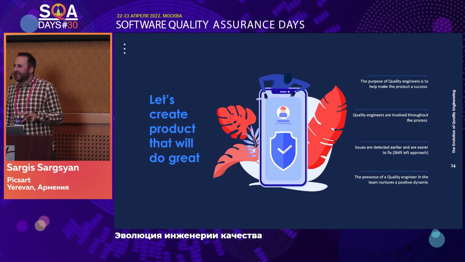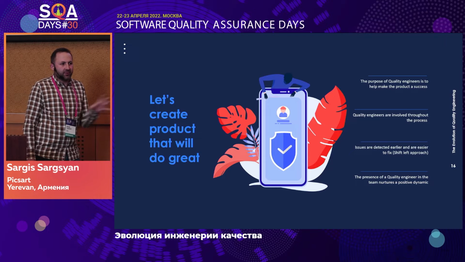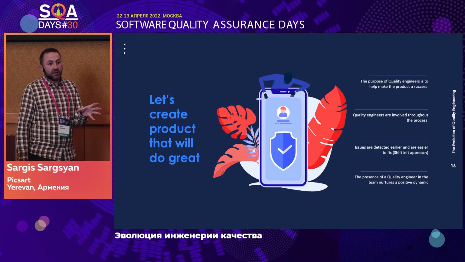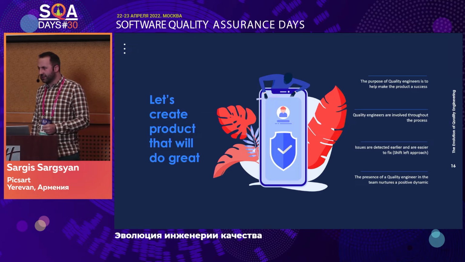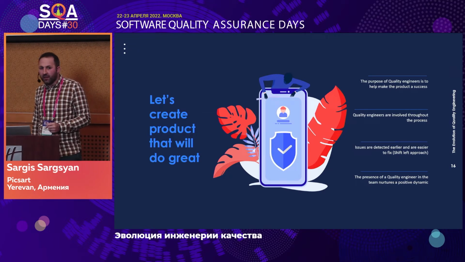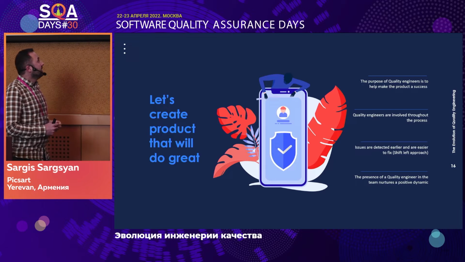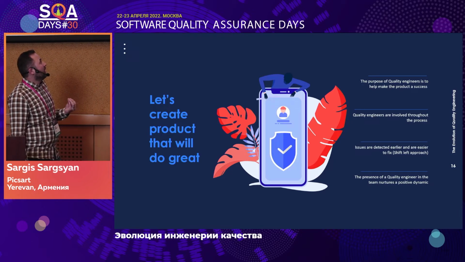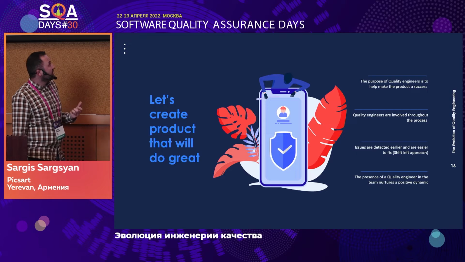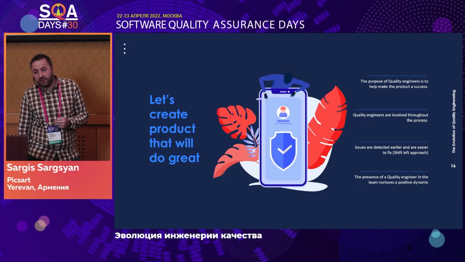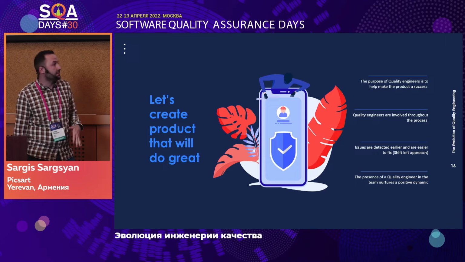Here, I'm always saying, if you don't have anything to do in that group, you can bring a coffee to others so they will do their best. Because our goal is winning the game and getting success. It doesn't matter what your role is there. In this case, the purpose of quality engineering is also to help make the product a success. Quality engineers are involved through the whole process. This is very important. We are not jumping in after the development is done.